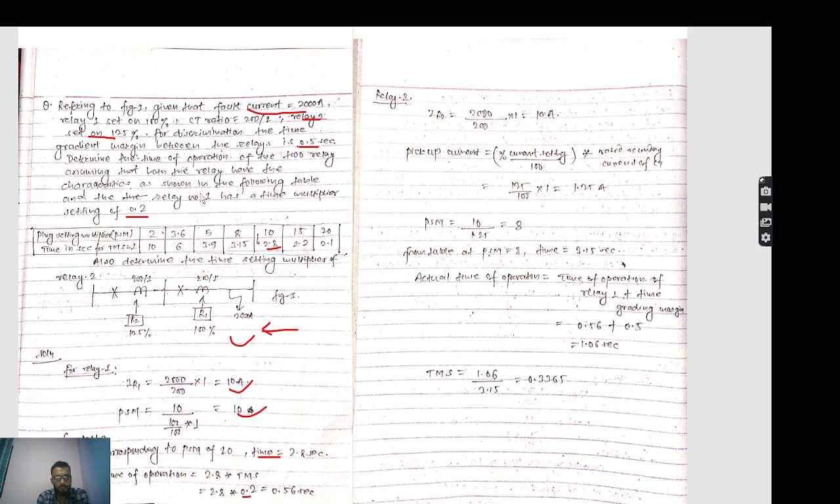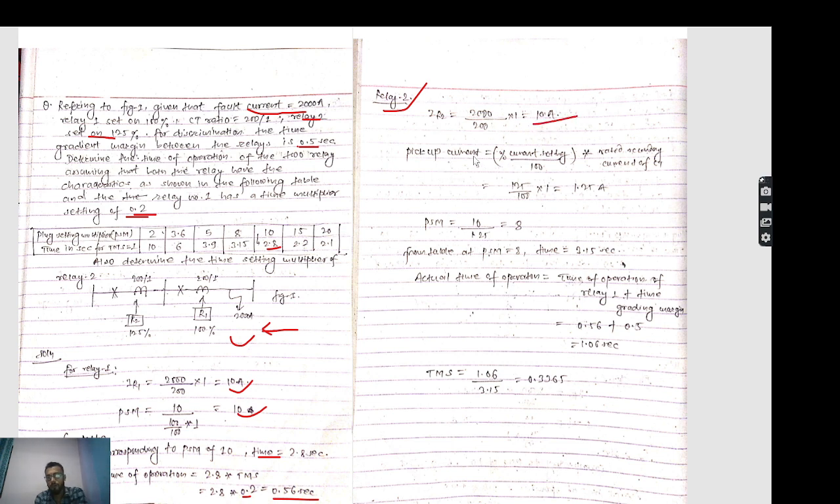Here we have the relay 1 has a time multiplier setting of 0.2, as already mentioned in the question. On solving we get 0.56 second. Similarly for relay 2, we have the relay current as IF into Y upon X. The value of relay current will be the same for relay first and relay second, which is equal to 10 ampere.